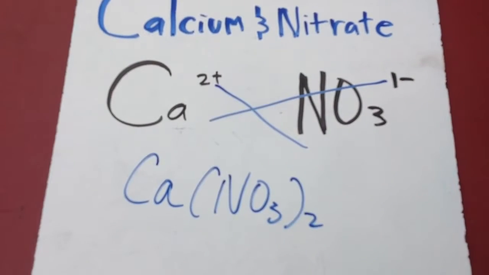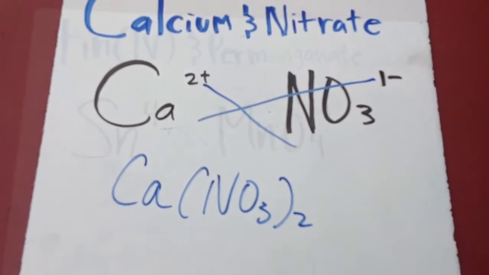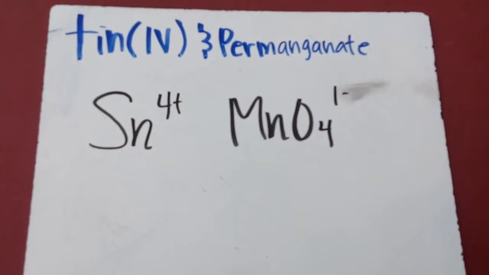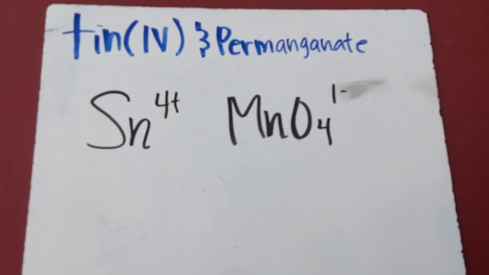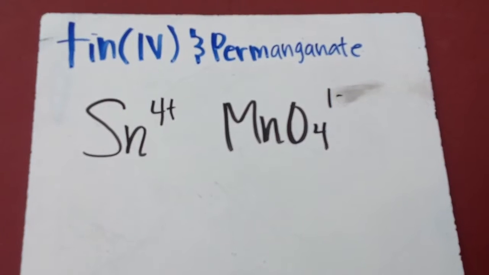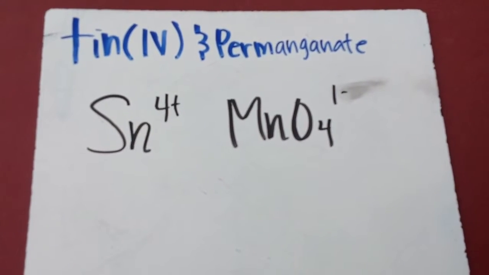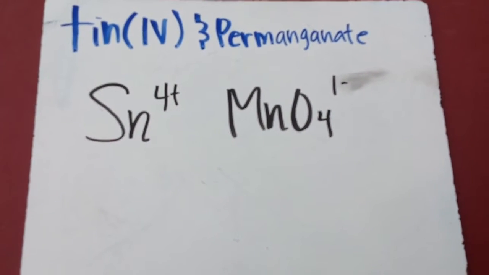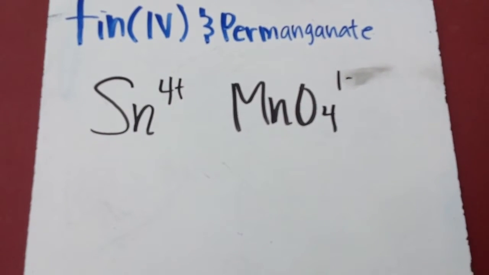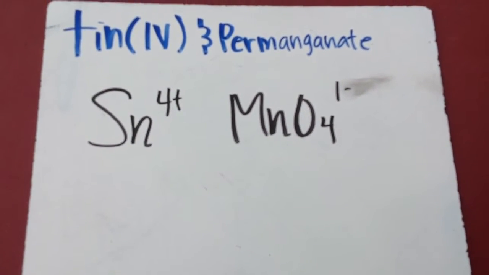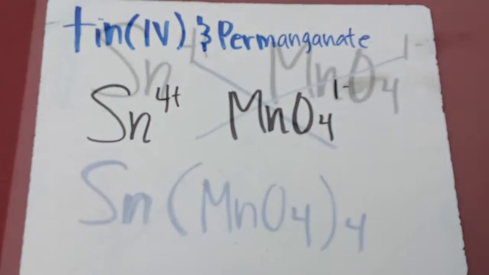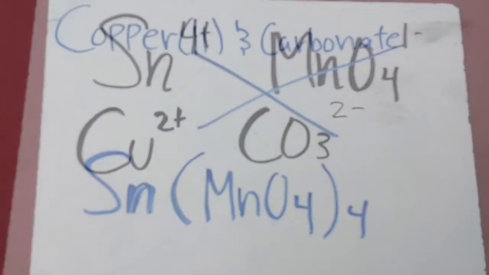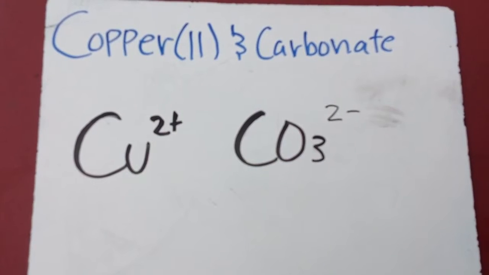If you got Ca(NO3)2, that is the correct answer. Here's the next problem. I'll give you 30 seconds to solve it. If you got Sn(MnO4)4, it is the correct answer. Here's the third problem, and I'll give you 30 seconds to solve it.